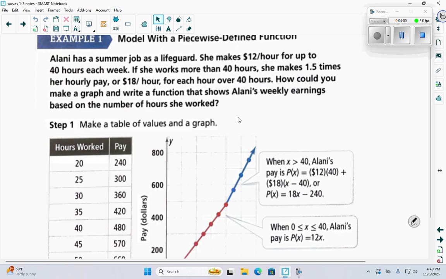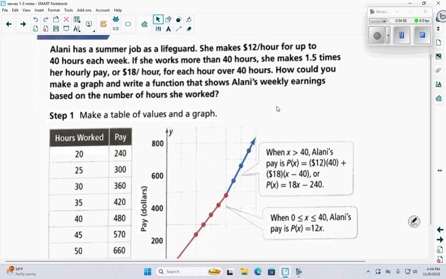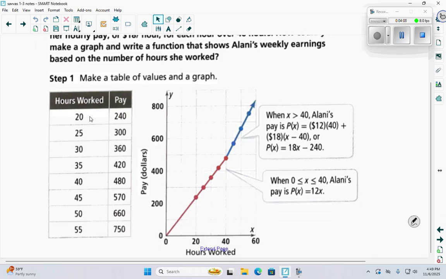And it says, how could you make a graph and write a function that shows Alani's weekly earnings based on the number of hours she worked? So you can make a table if you want to. If I work 20 hours, then I would know that I would get 240. If I worked 25, it was 300. So that's what they just did.